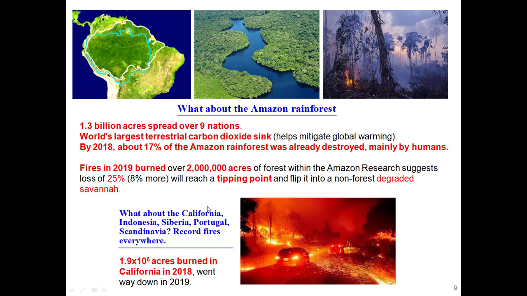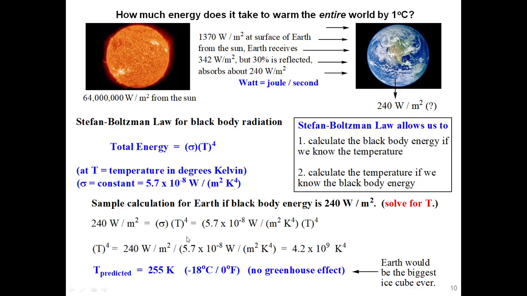Okay, but what about California, Indonesia, Siberia, Portugal, Scandinavia? All these places have had record fires in recent years. California in 2018 burned almost 2 million acres. Okay, so incredibly intense fires. These are records that we're seeing, records broken. Some places they didn't even have really big fires.